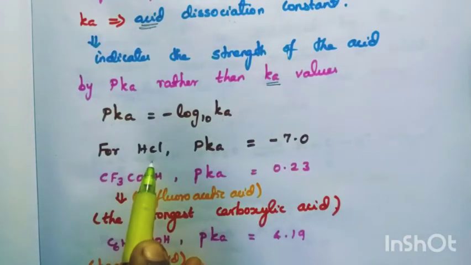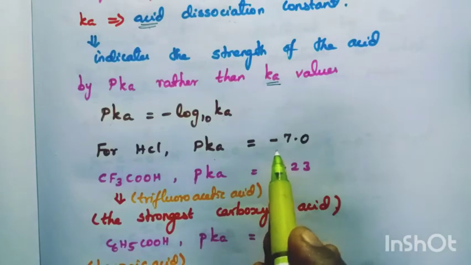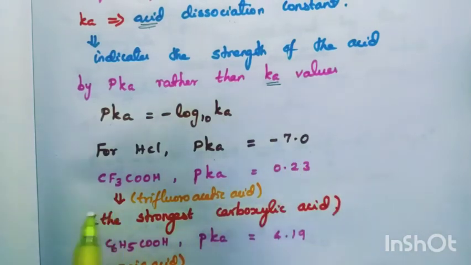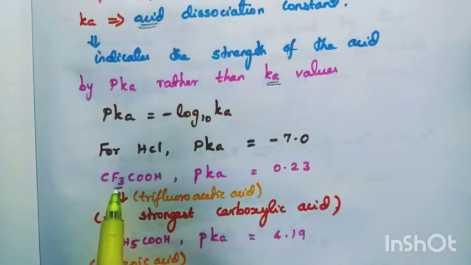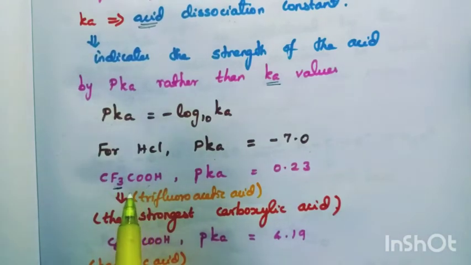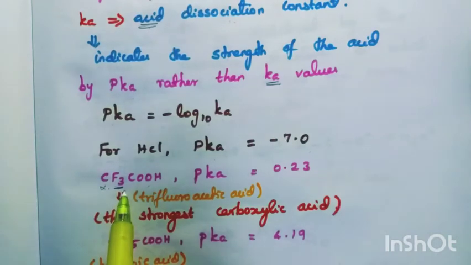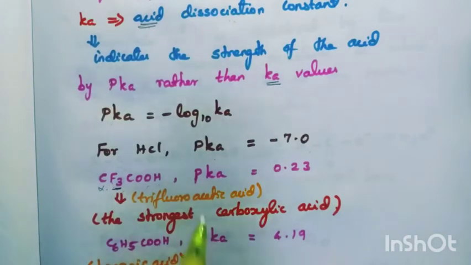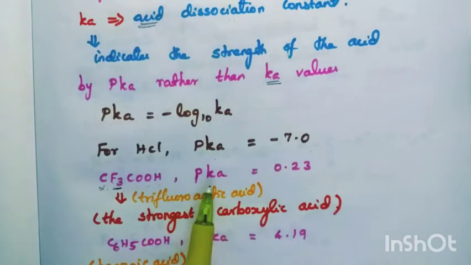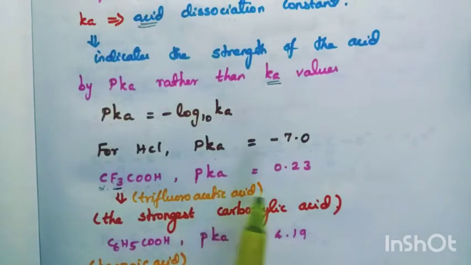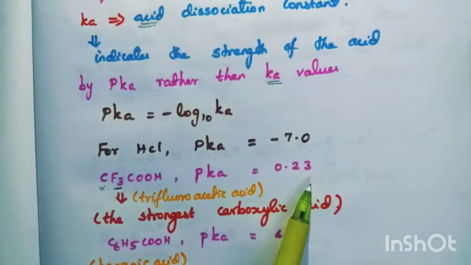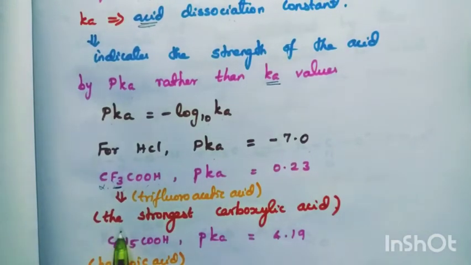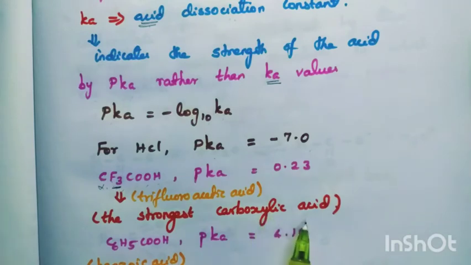For HCl, the pKa value is minus 7.0. And what is this? Trifluoroacetic acid. If hydrogen is there, it is acetic acid, no? Halogenation takes place at the alpha carbon, so it is trifluoroacetic acid. The pKa for this is 0.23, and this is the strongest carboxylic acid.